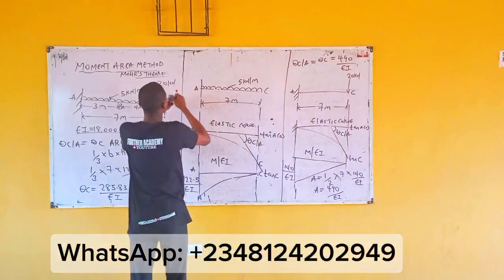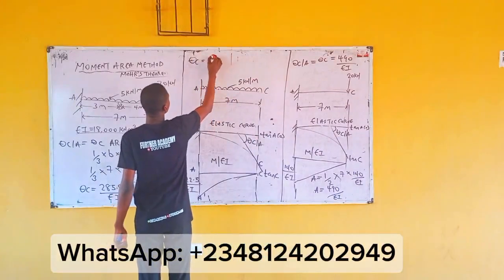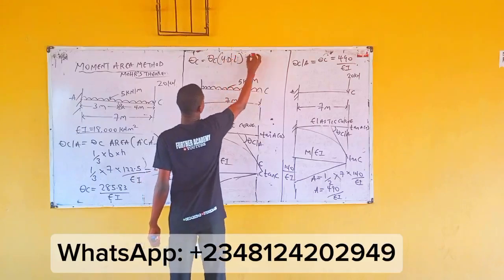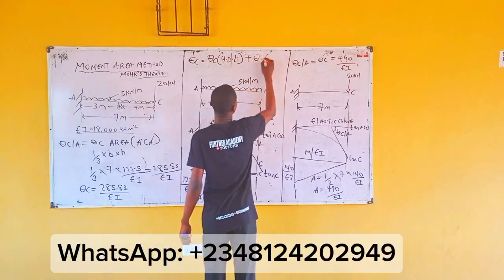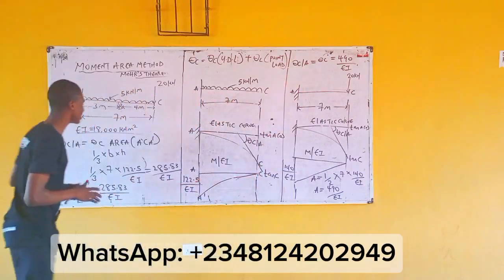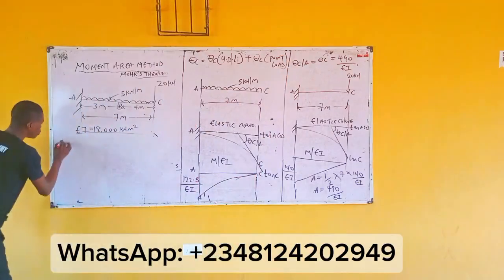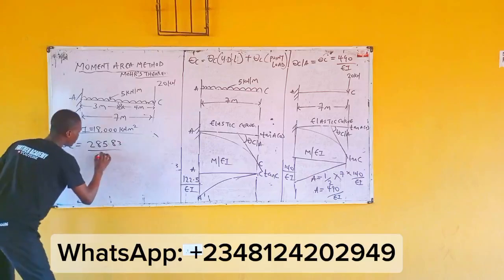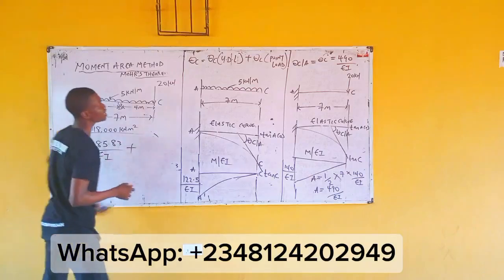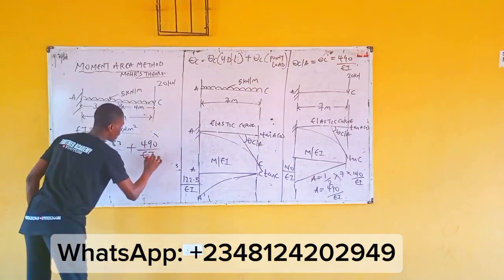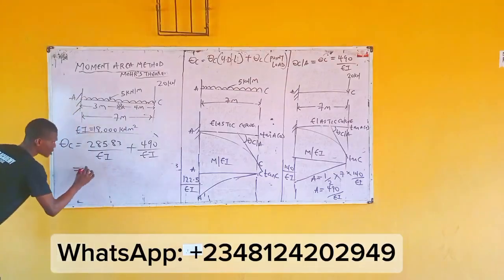Meaning that the net theta C is equal to theta C due to UDL plus theta C due to point load. Are you getting me? Now, what's theta C due to UDL? What do you have? 285.83 divided by EI, plus theta C due to point load. We got 490 divided by EI. Right? Now, let's solve this.